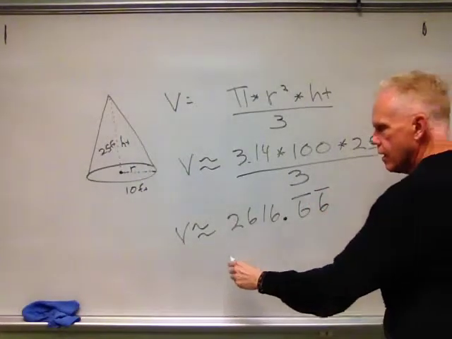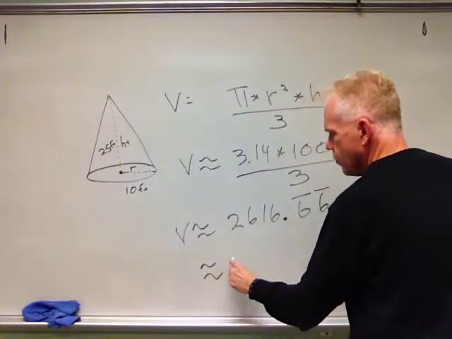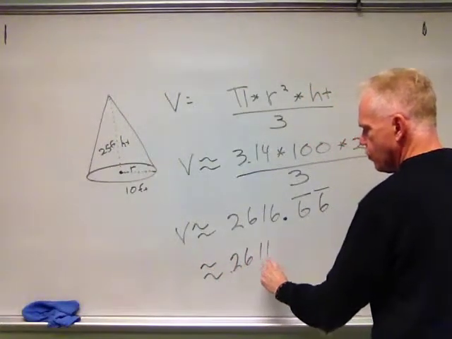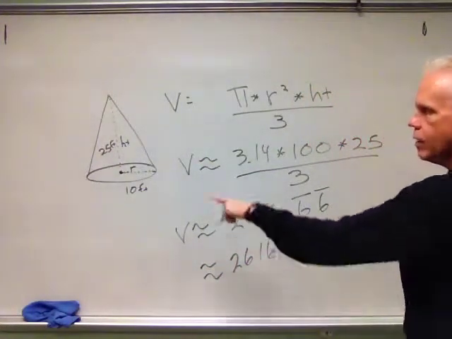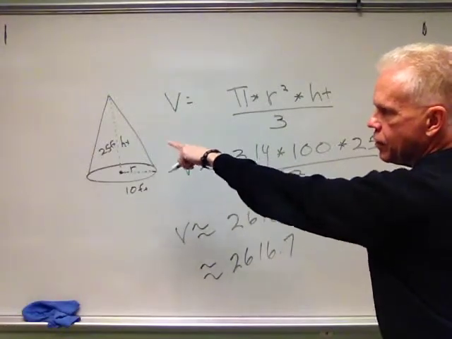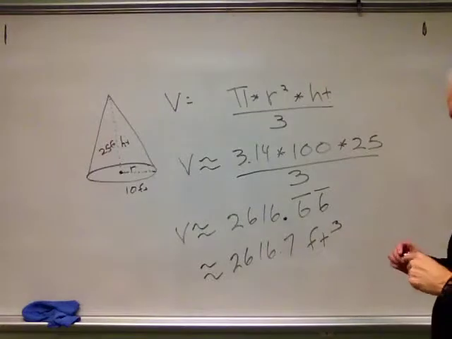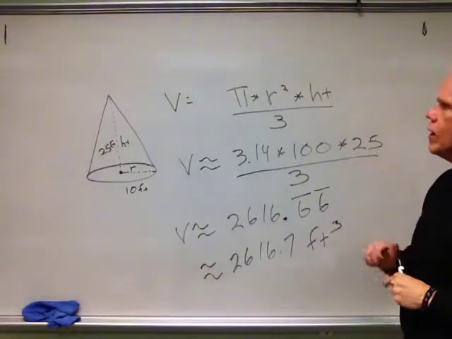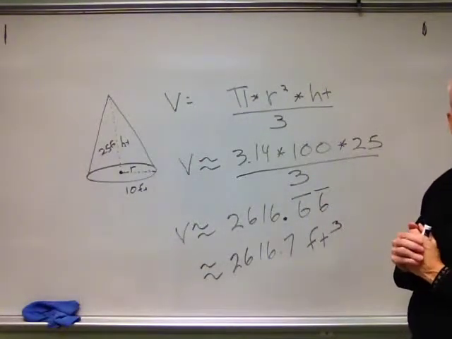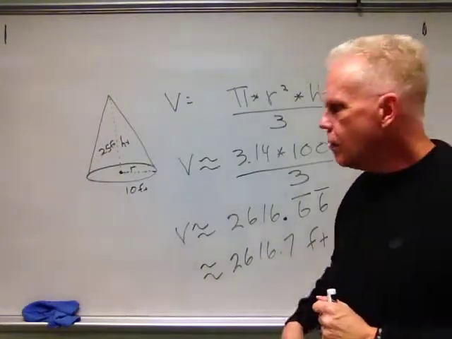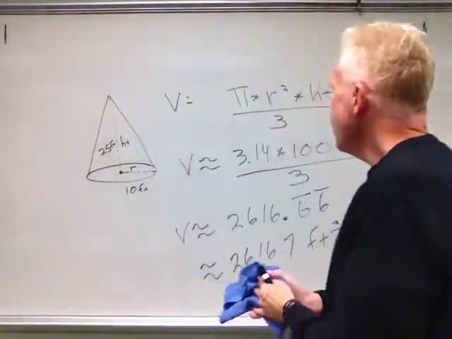Let's round that. So my rounding is going to be 2616.7. My unit was feet, so it's cubic feet. There we go. So now there's the volume of a cone. Got one more figure to go. We're going to knock this baby out.